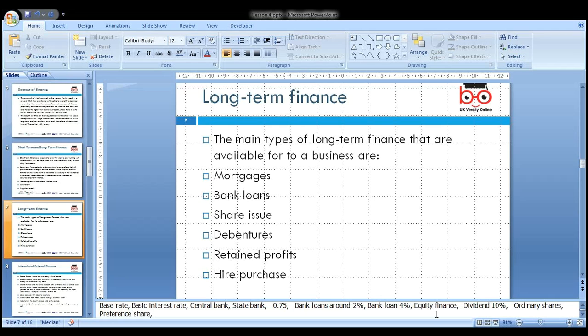Hire purchase. What is meant by hire purchase? Instead of buying a car yourself, you can hire purchase it. So on a hire, you pay the rent for it, you pay the lump sum fees for it. Whenever you make all these decisions, either short term or long term, always look at the tax and interest element. Interest is an expense for a business.